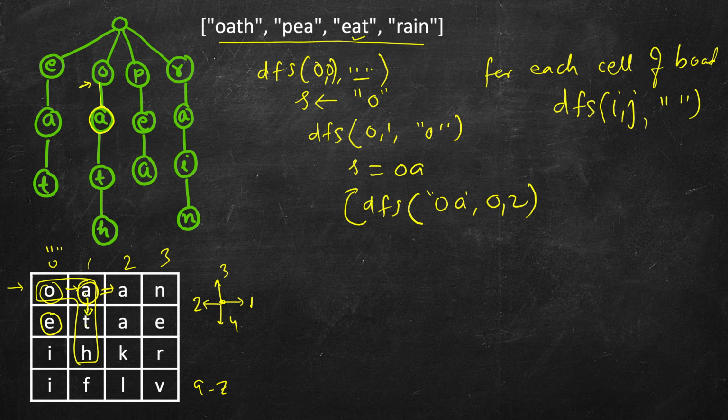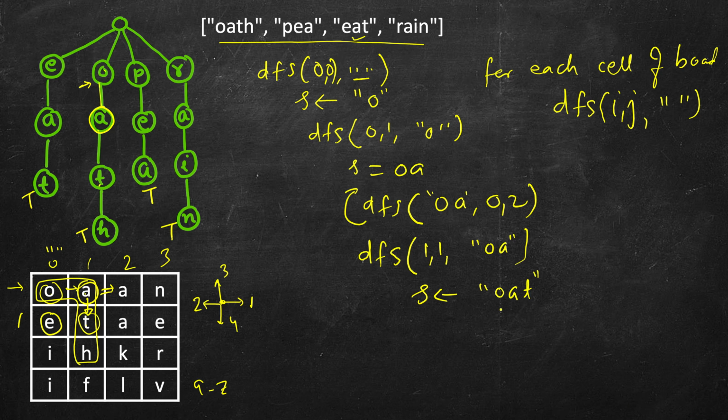Next neighbor, let's say we took this, so we will call DFS on this cell, 1, 1, and the string is again OA. Then we see the current character is T, so OAT is present, so we will make the string equal to OAT, and every time we will also check if this is the end of the word or not. For example, this is end of word, all others are false. Similarly, this is also end of word. So OAT is present, but it's not end of word. So we will continue DFS from here. We will look for OATA. It will call DFS on OATA, it will fail, so return. Then the next neighbor is OATH.